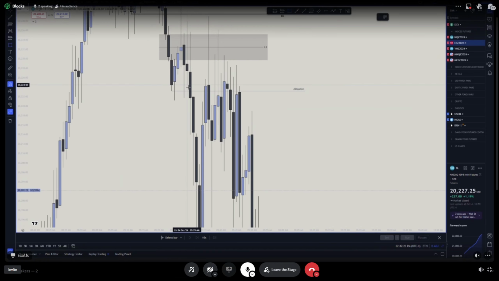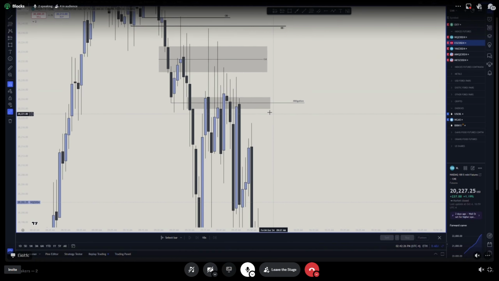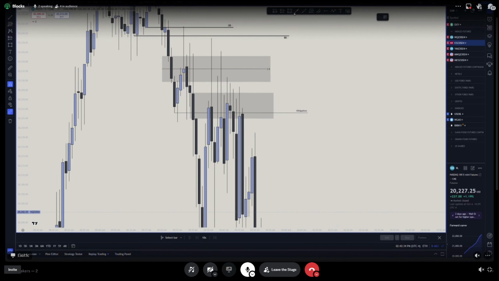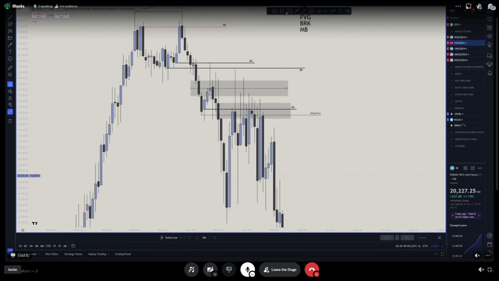You have your mitigation block. You have your fair value gap. You would encompass the volume imbalance here in this fair value gap. Encompass the fair value gap with the volume imbalance, and you have your order block here. So where's your second entry?